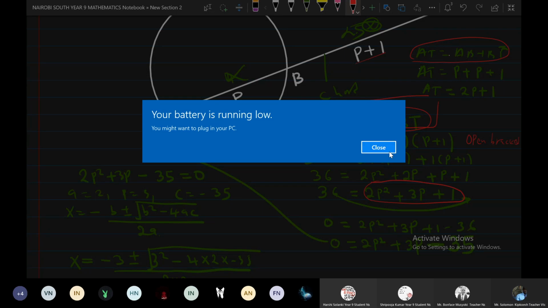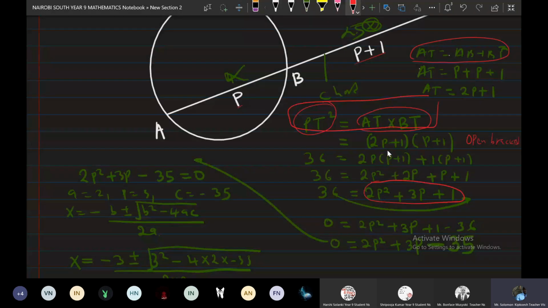After that, you now have 2P squared plus 3P plus 1 equals 36. Then take all of them to the right. So this 36, when you take it to the right, becomes a minus. So you have 0 equals 2P squared plus 3P plus 1 minus 36. If you do that, you will get 0 equals 2P squared plus 3P minus 35.